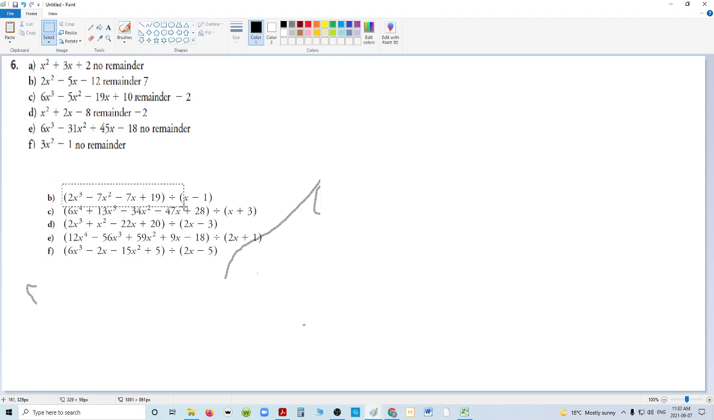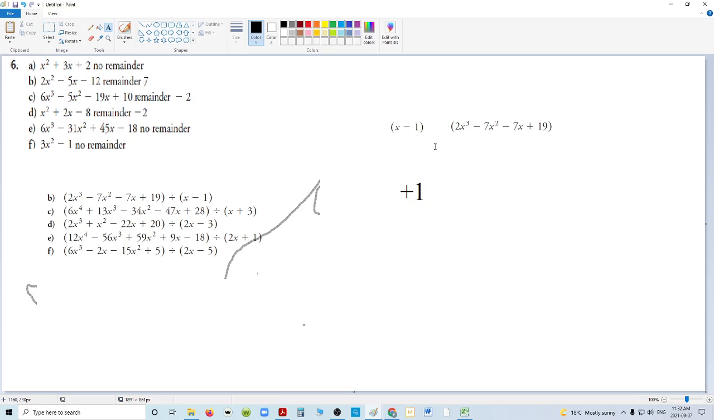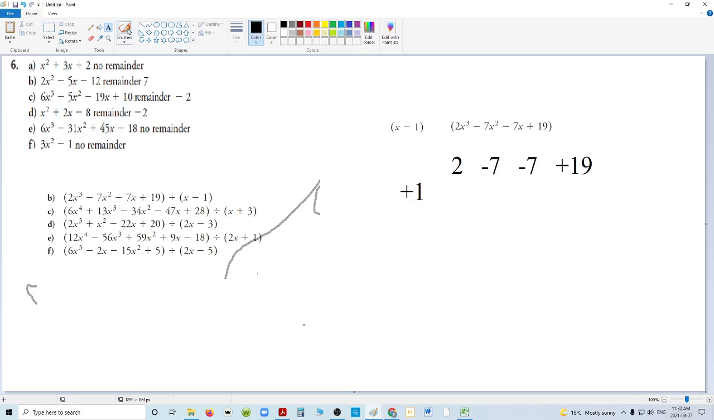So long as you have all the terms in there. This one has all the terms. What's the root of this one? It's plus 1. So we're looking for plus 1. And if I bring down all the coefficients here, 2, minus 7, minus 7, plus 19. Then you simply do your reverse bar. Notice that this has just 1 in front of it, so we're fine. You start by bringing down the 2.